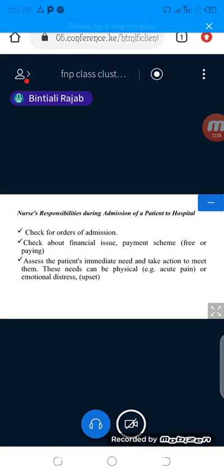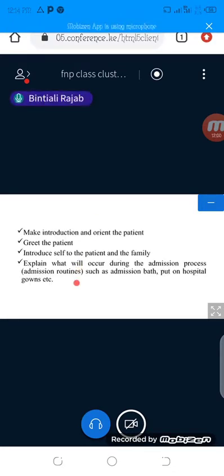So your responsibility during admission of a patient, I repeat, is to check for orders of admission and carry them out, to check about financial issue or payment scheme, and look for the best way in which you can help this patient. Assess the patient's immediate need and take action. If the immediate need is that the patient has a temperature of 41, do not wait to carry out other processes like giving the patient a bed, etc. The patient has a very high temperature. First, settle the temperature, then continue. So those are some of the nursing responsibilities that we are supposed to carry out.